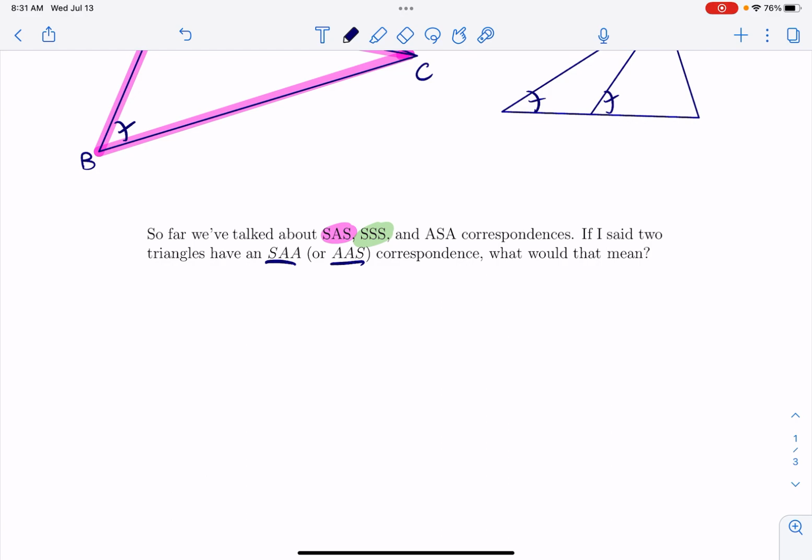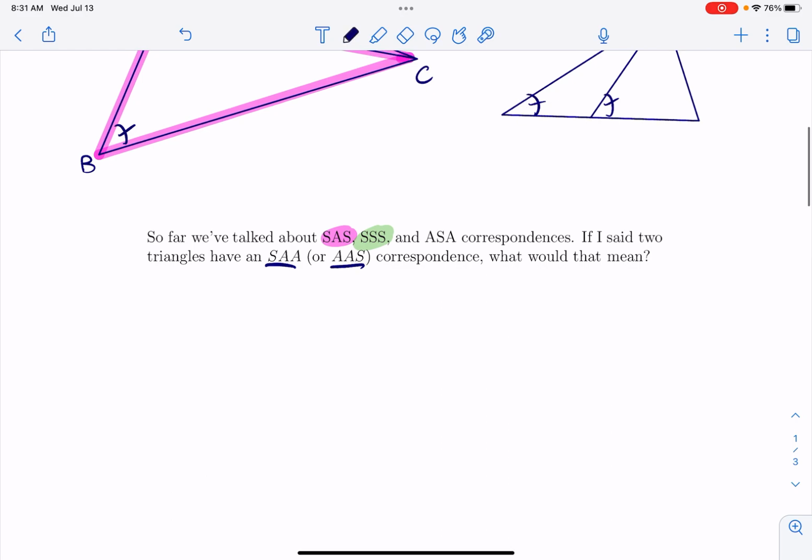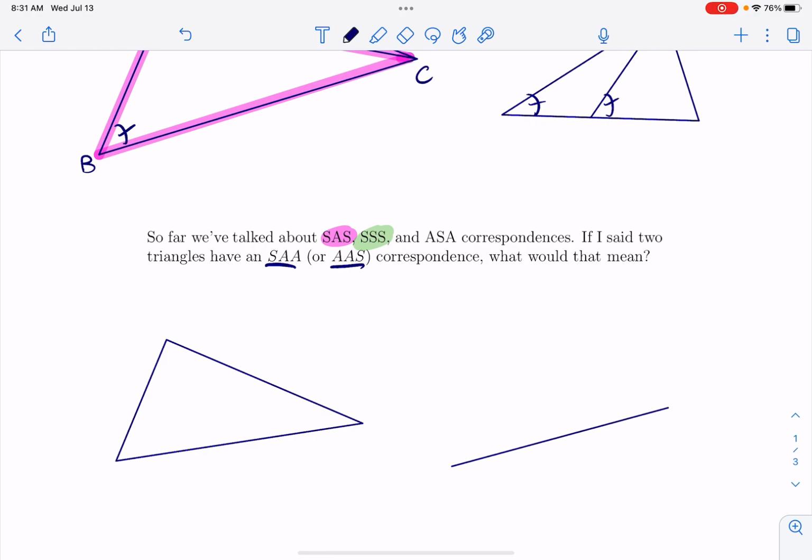This is not angle side angle. This is saying we have two angles that are congruent and a side that's congruent, but it's not the side that's included between those angles. So let's draw a diagram. Maybe we have a triangle like so. Maybe we have another triangle like so.